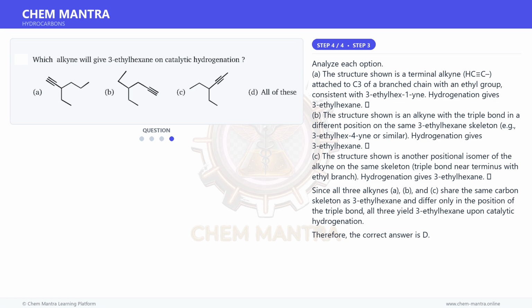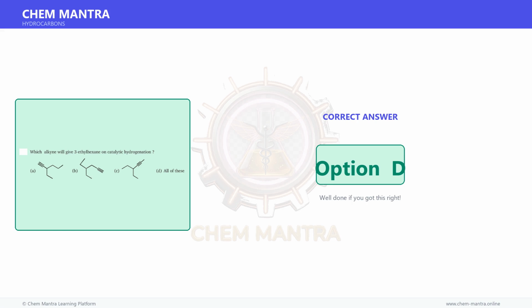Hydrogenation gives 3-ethylhexane. Since all three alkynes, A, B, and C, share the same carbon skeleton as 3-ethylhexane and differ only in the position of the triple bond, all three yield 3-ethylhexane upon catalytic hydrogenation. Therefore, the correct answer is option D.